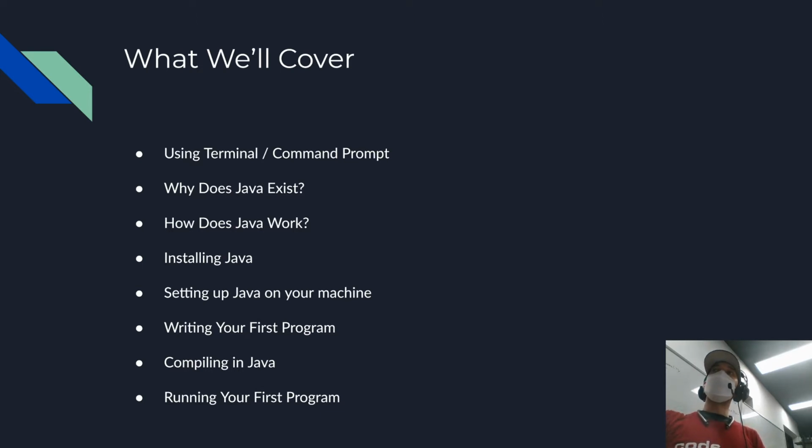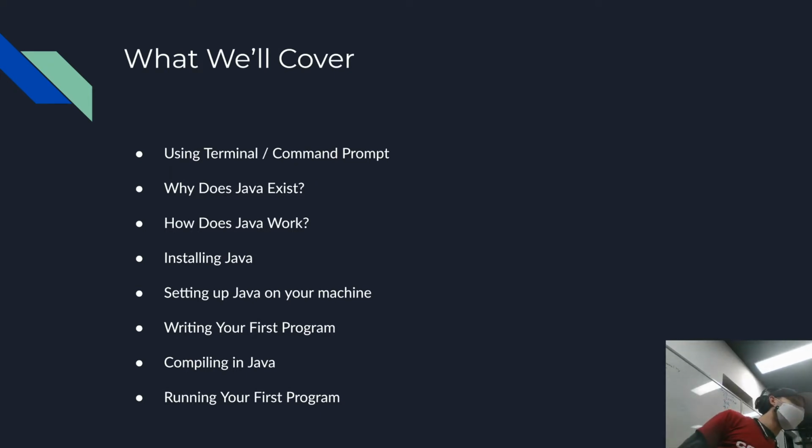Okay? We're going to go over why Java exists. Why was it created in the first place? There were other programming languages already, so why was Java created? We'll go over how Java works. Why do we need to do the things we need to do to run a Java program? Then we'll get Java installed on everyone's machines.